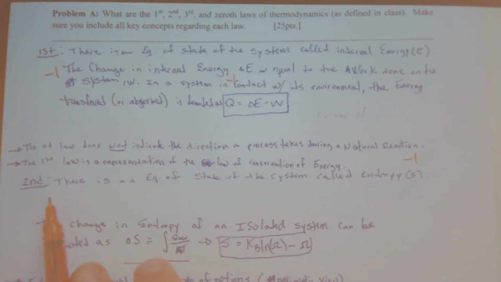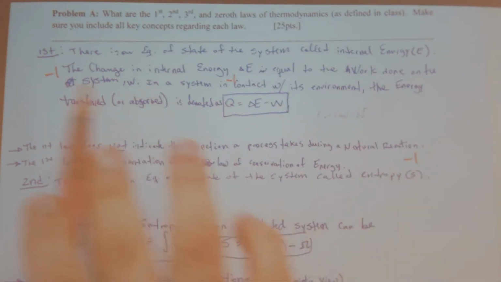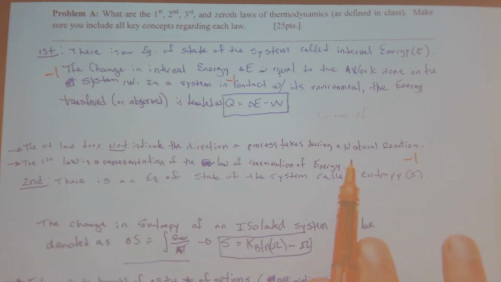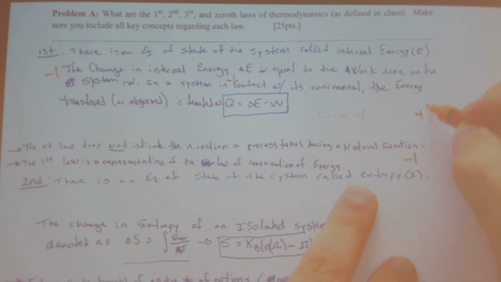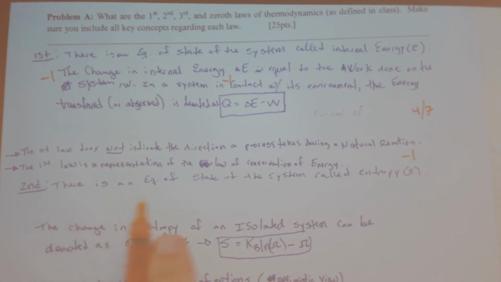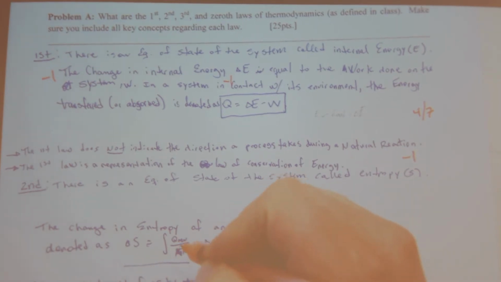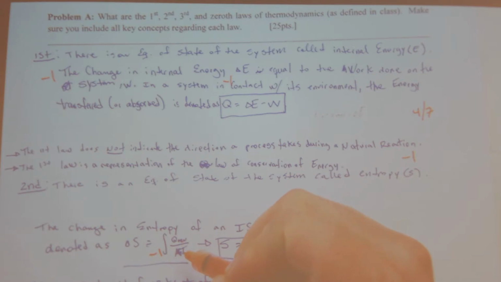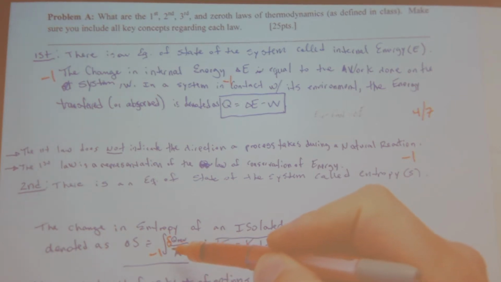Let's go to the next one. Already, if I rated this as 7 points, they got 4 out of 7. There is an equation to say a system called entropy. The change in entropy of an isolated system can be denoted as, but this is -1 for sure because it's not Q reversible over T. It's the integral. You need a differential. This is just the non-conservative form of the differential, dq.